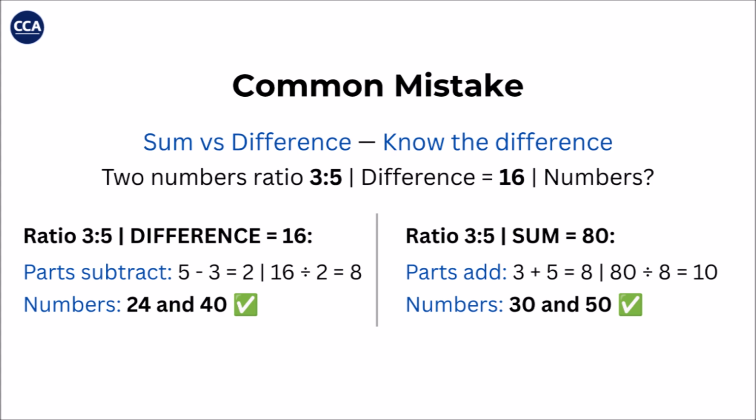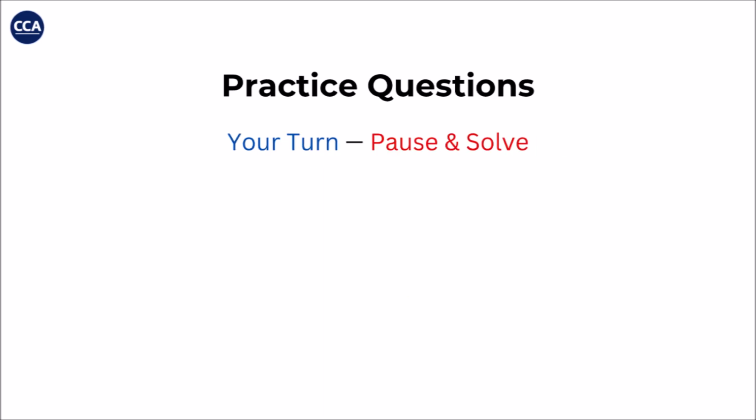Verify. 40 minus 24 equals 16. Correct. And 24/40 simplifies to 3:5. Correct. Always identify first, is the given value a sum or a difference? That determines which operation you use. Now, pause the video and solve these exam-style questions.